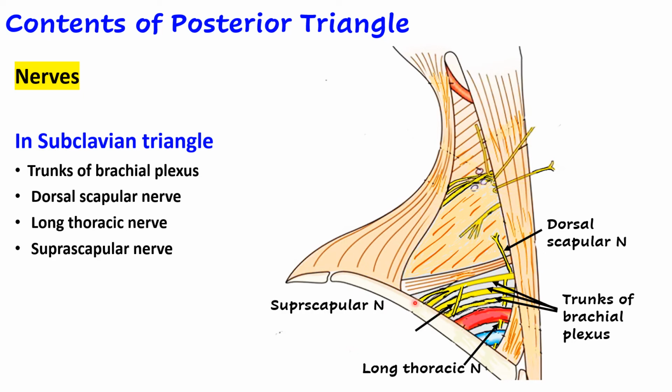Then we have two branches from the upper trunk. Only two branches arise. The first will supply the subclavius muscle, present deep to the clavicle on its under surface. This is known as the nerve to subclavius. Then another one goes to the scapular region. This you can see here. This is the suprascapular nerve. So it is easy to remember.